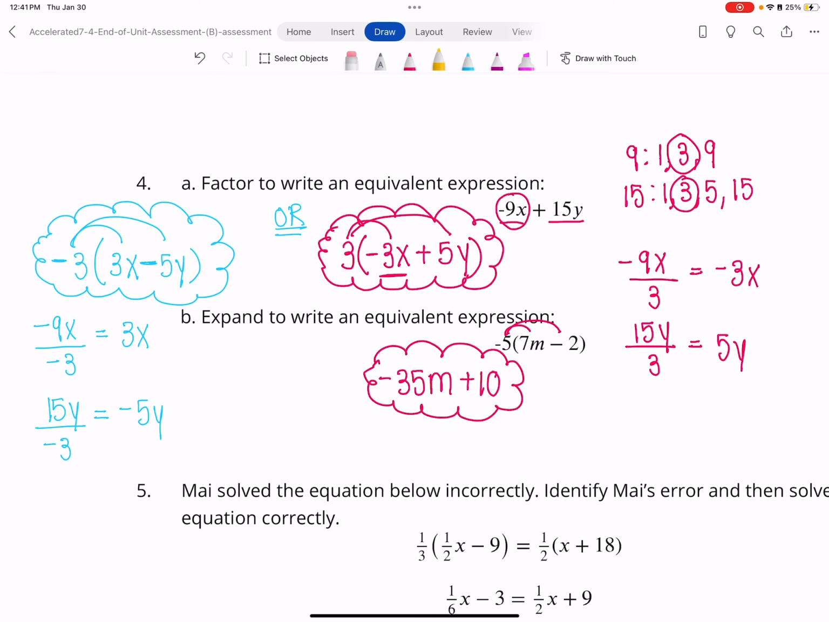Just a note here again, we do see minus 2, but this is the same thing as adding that negative 2. So whenever you see minus 2, think of it as a negative 2 because we're really adding a negative 2. So again, 5 times a negative 2 is positive 10. That's our final answer. Negative 35m plus 10.